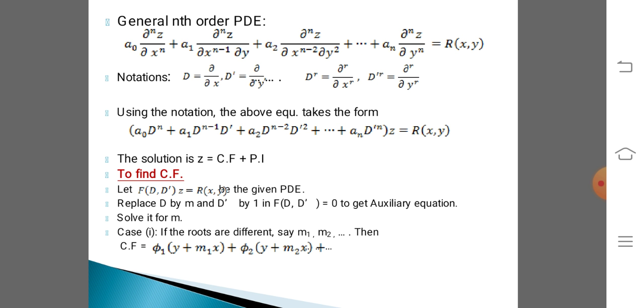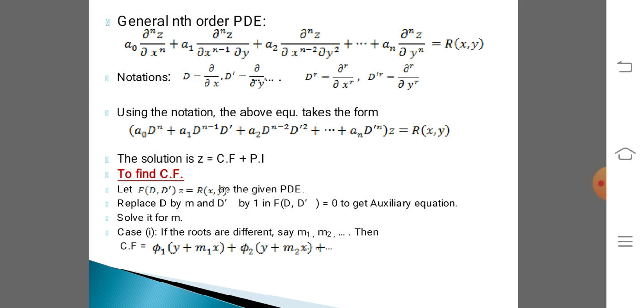The general form of nth order PDE is A0 ∂^n z/∂x^n + A1 ∂^n z/∂x^(n-1)∂y + etc. + An ∂^n z/∂y^n = R(x,y). So here a0, a1, etc., an are constants and R(x,y) is a function of x, y.